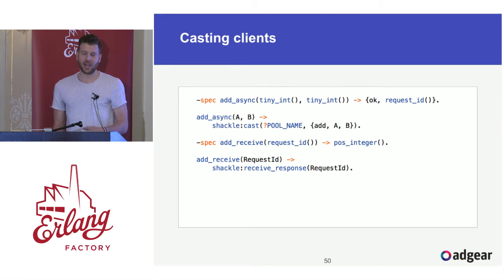If you want to do async, instead of calling shackle:call, you can do shackle:cast, and it will remove the whole receive loop that call usually has.